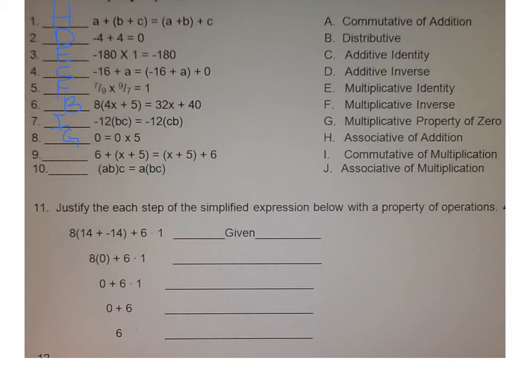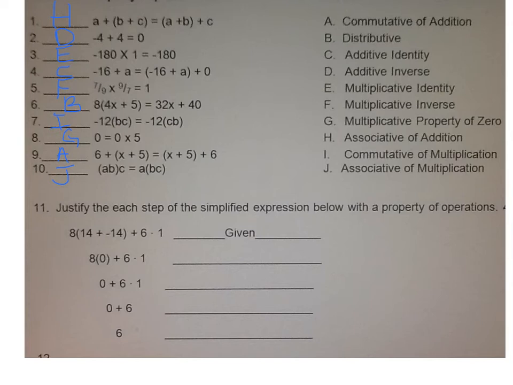Number 9 should be A. That is the commutative property of addition. X plus 5 moved to the front, so it must move. And then the last one is J, associative property of multiplication.